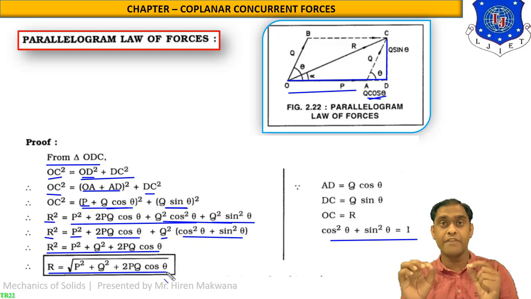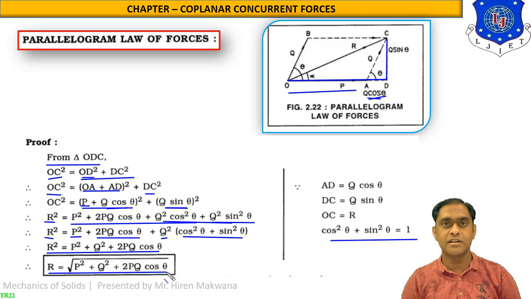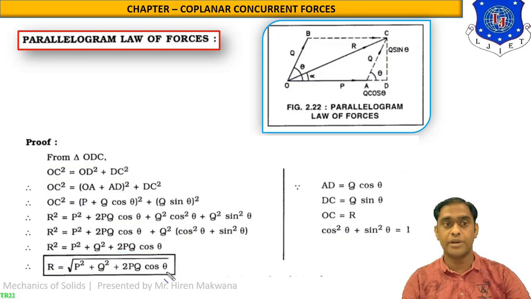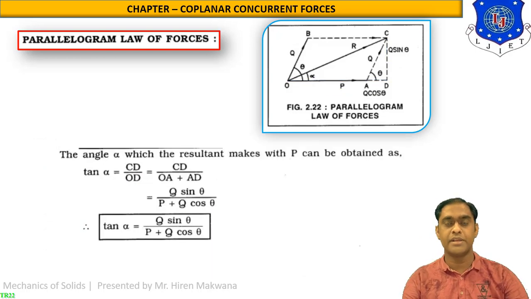So it is our main formula to find the magnitude of the resultant. So what is the magnitude of the resultant? R is equal to under root of P square plus Q square plus 2PQ cos theta. So this is the magnitude of the resultant. Now direction alpha will remain to calculate. Let us see how alpha will be calculated.